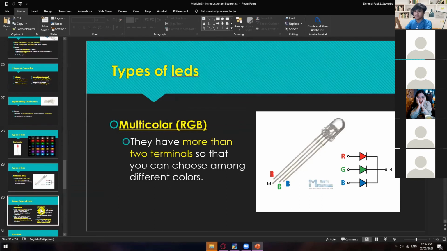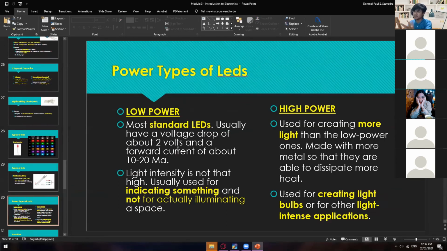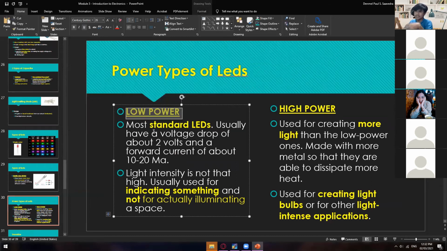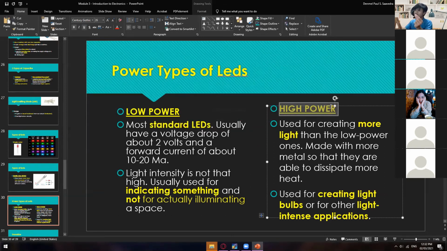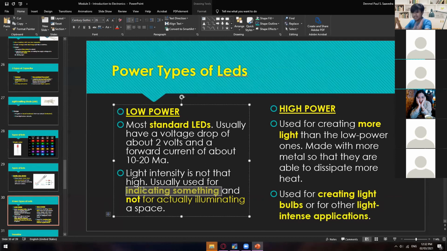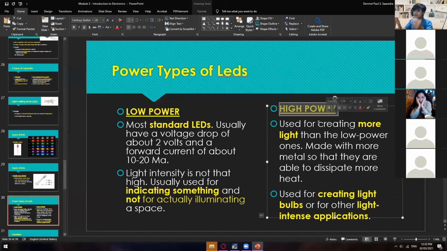And then we have here the power types of LEDs. Low power LEDs, the small ones that we call standard LEDs, are just for indicators. Then we have high power LEDs, wherein of course the more power, the more light it will provide. This is the one we use in our houses to light up a certain place, like a bulb or a lamp, for light-intense applications. The other one is just an indicator, not for actually illuminating a space or a certain area. So low power for the small LED and high power for the bigger LED.